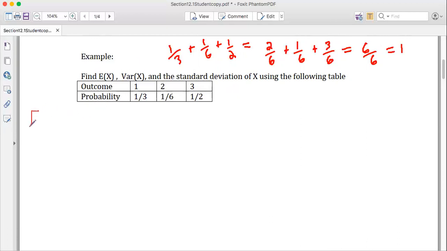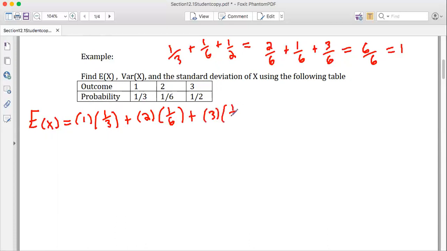Now, if I want to find the expected value, E of x, we use our formula from before. Basically, that means take an outcome, multiply it by its probability, and add that for all of the different possibilities. So I take outcome 1, multiply by its probability 1/3. Take outcome 2, multiply by its probability 1/6. And I take outcome 3, multiply it by its probability 1/2. Now what does this give me? Well, we can go ahead and compute. 1 times 1/3 gives me 1/3. 2 times 1/6 gives me 2/6. And 3 times 1/2 gives me 3/2.